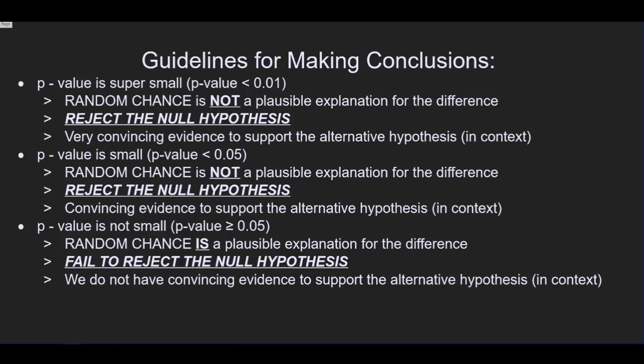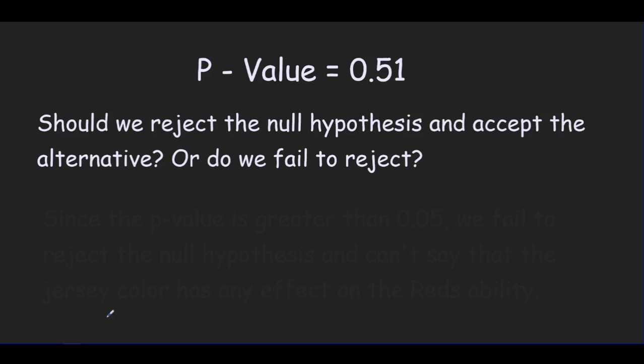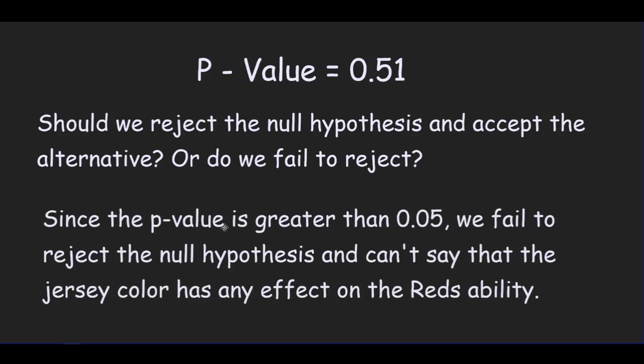So if we return to our question, our p-value in this case was 0.51. Should we reject the null hypothesis and accept the alternative hypothesis, or do we fail to reject? Well, since that p-value is greater than 0.05, that's the only number we care about. If it's at all greater than or equal to 0.05, we fail to reject the null hypothesis, and have to say that jersey color doesn't have any effect on how the Reds play, on the Reds' actual ability to play baseball.